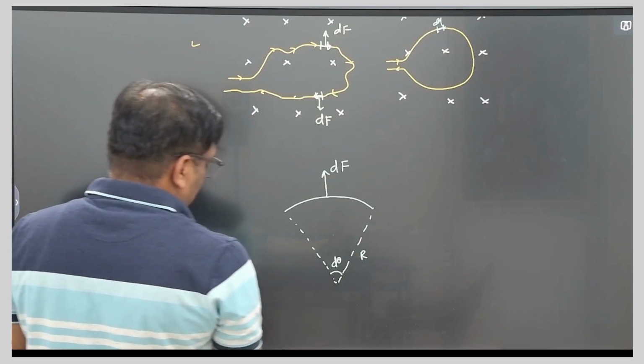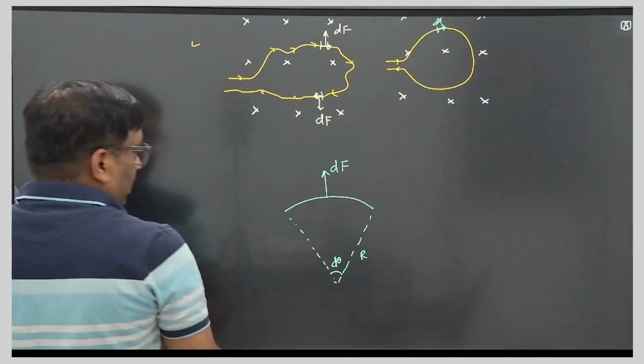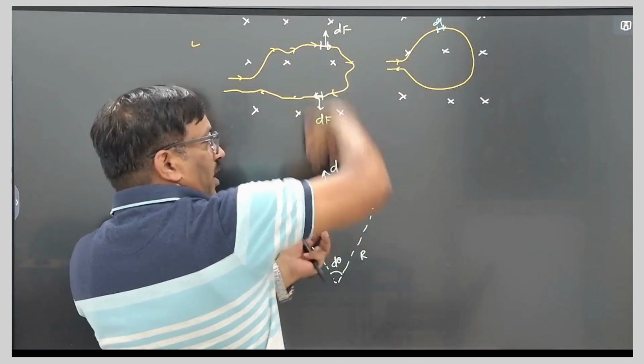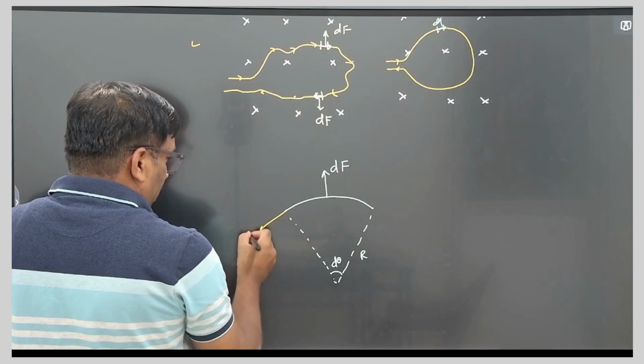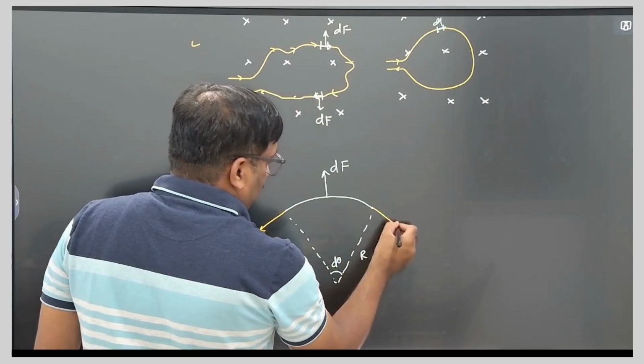How to calculate the tension in this? Very simple. This is trying to get elongated, it is trying to push outward. So it is experiencing a tension here. Let us assume it is T. So on this side also the tension T is there.